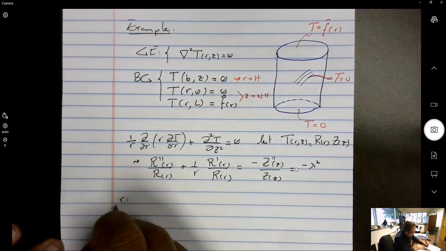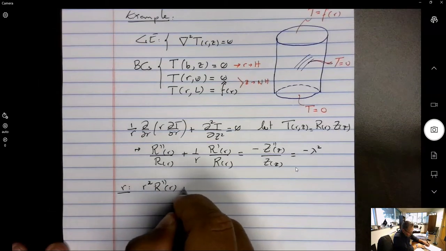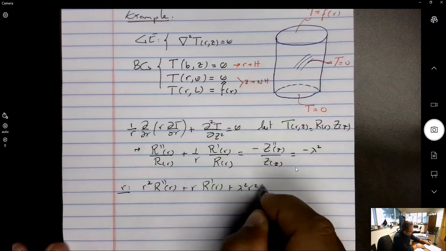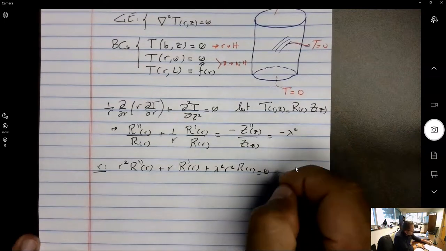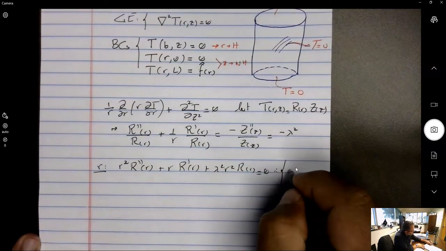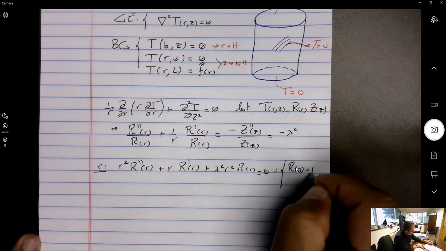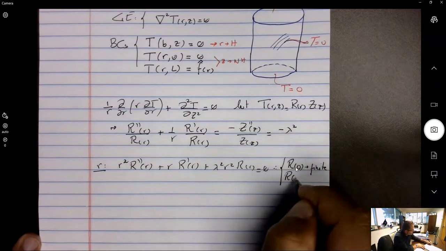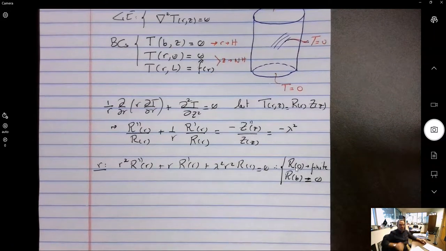So the r problem is going to be r squared R double prime of r plus r R prime of r plus lambda squared r squared R of r equals 0, subject to R at radius equals 0 should be finite. We don't have a condition there, we just know that the solution has to be finite, and at b is equal to 0. So those are the homogeneous boundary conditions.